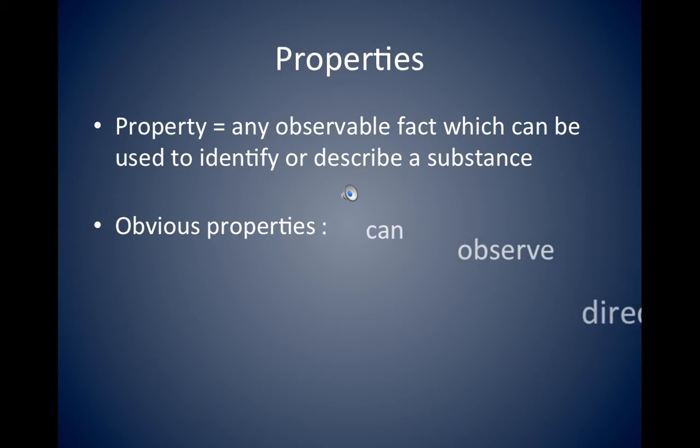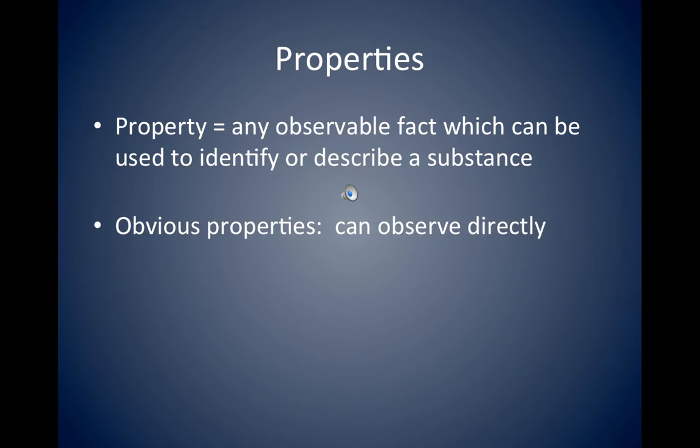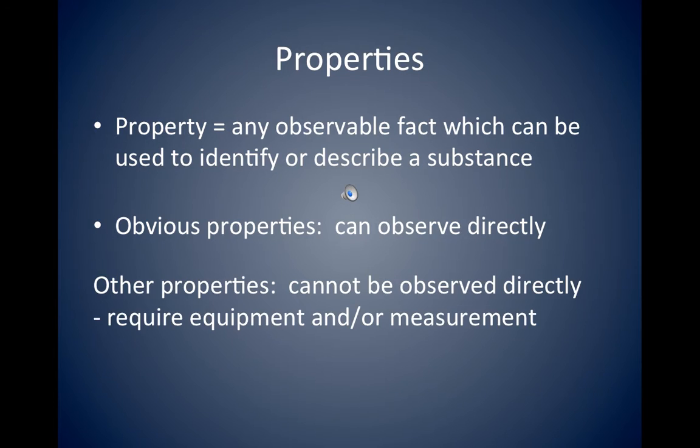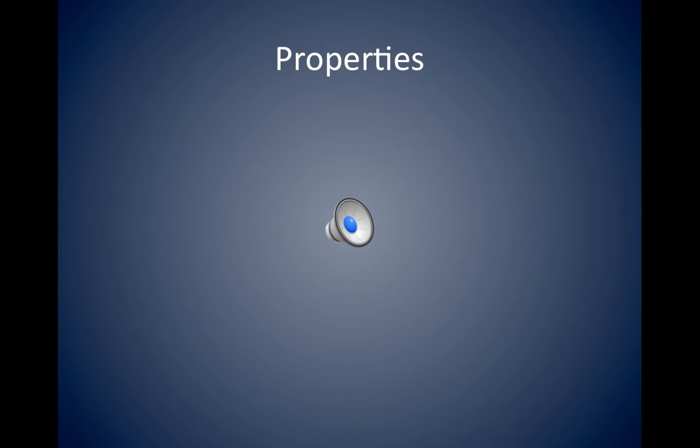Obvious properties require no equipment. We can observe directly. Other properties, we need to use equipment. And often that involves measurement. And so we're going to give you examples of both obvious properties and other properties.